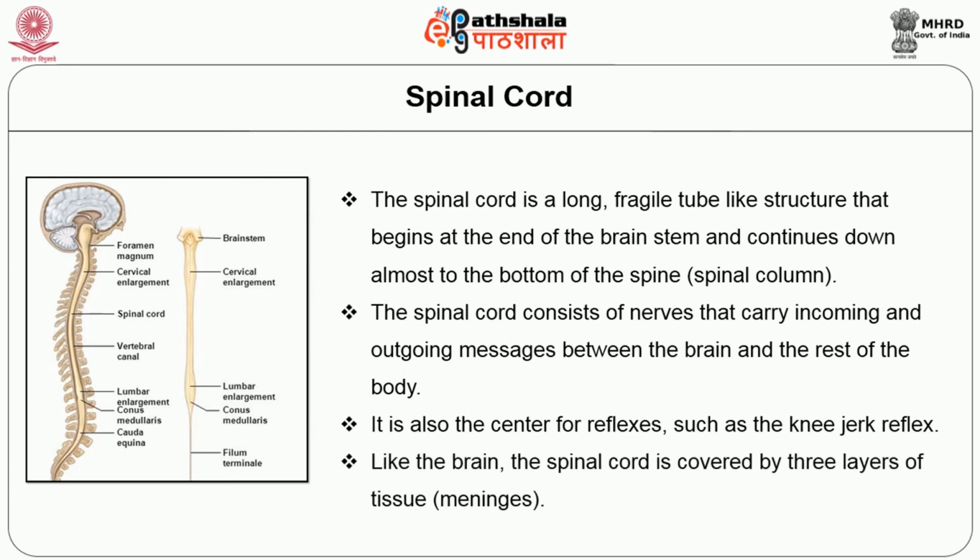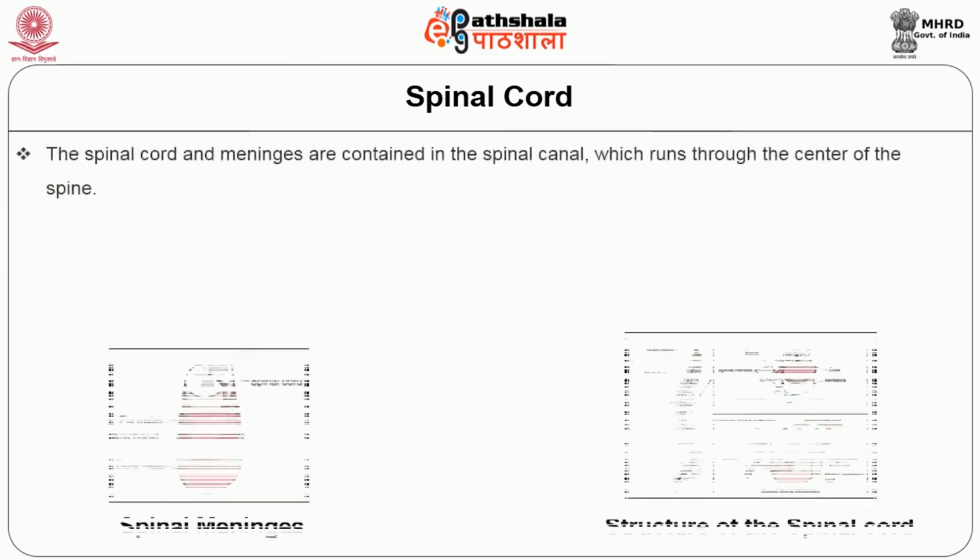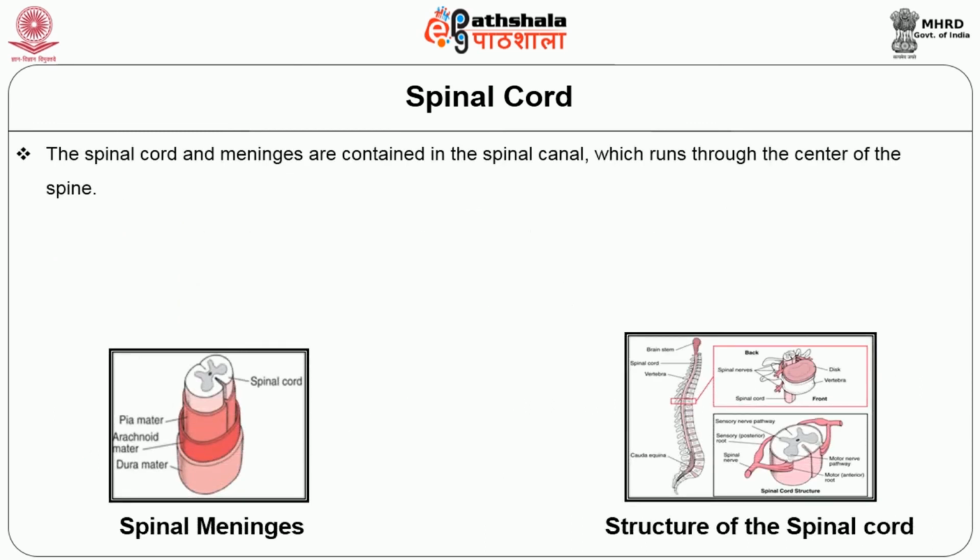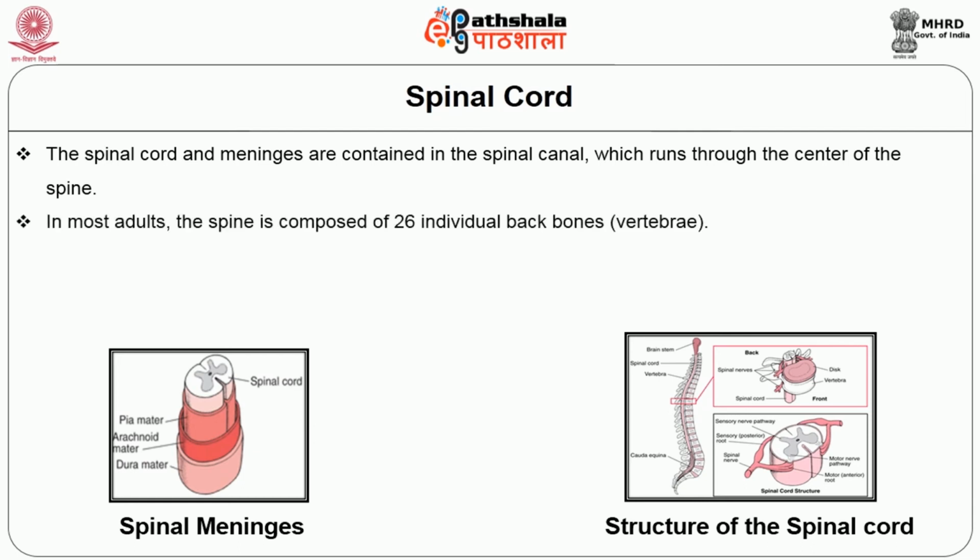Like the brain, the spinal cord is covered by 3 layers of tissues. The spinal cord and the meninges are contained in the spinal canal which runs through the center of the spine. In most adults, the spine is composed of 26 individual backbones, that is vertebrae. Just as the skull protects the brain, the vertebrae protect the spinal cord.